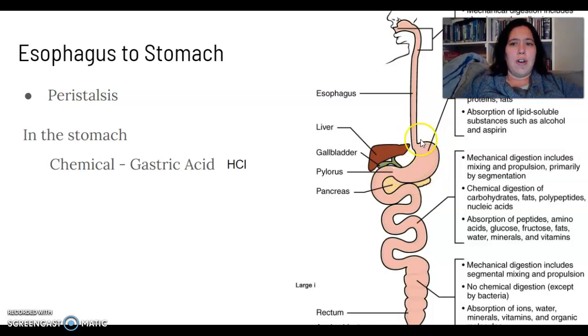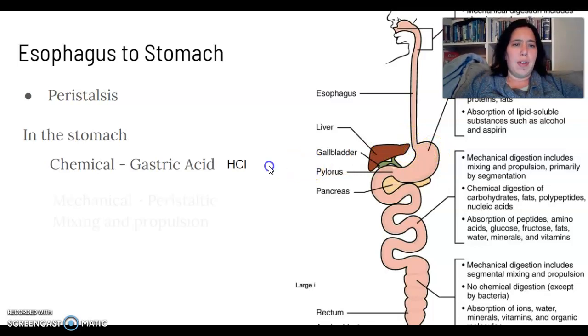Okay, and if you have issues with the acid staying in your stomach, you might have GERD, gastroesophageal reflux disease, basically heartburn, where the sphincter muscle that's right at the top of the stomach right here doesn't close completely, and some of that acid leaks up into your esophagus, and you do feel that burn, and that's why it's called heartburn, even though it doesn't have anything to do with the heart.